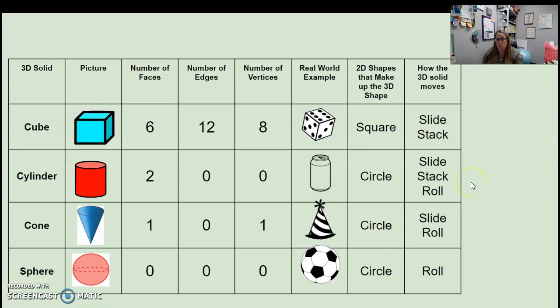A cone has 1 face, 0 edges, 1 vertex. It looks like a party hat. It has a circle, and it can either slide or it can roll. The last one is a sphere. A sphere has 0 faces, 0 edges, 0 vertices. It looks like a soccer ball or any other kind of ball. It's made up of circles and it can roll.